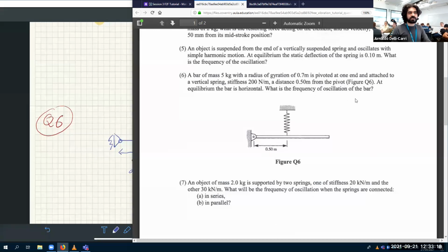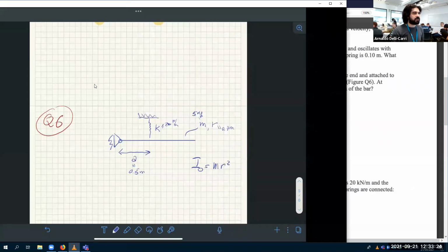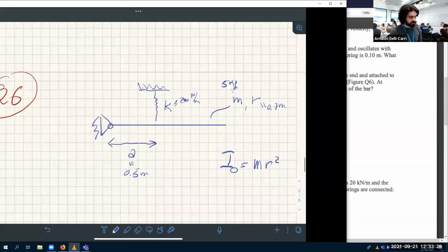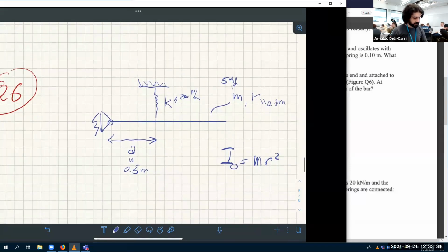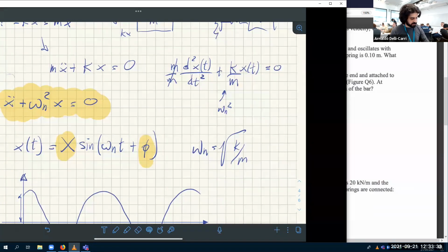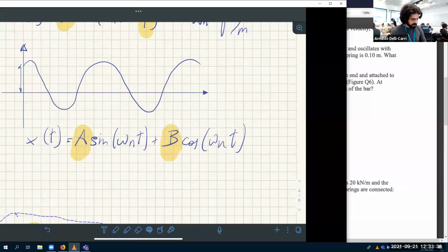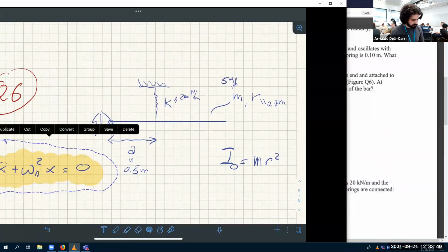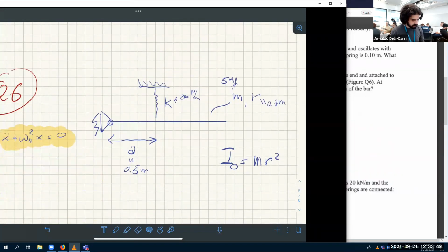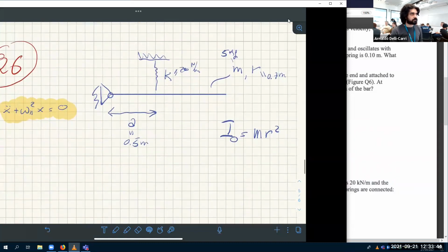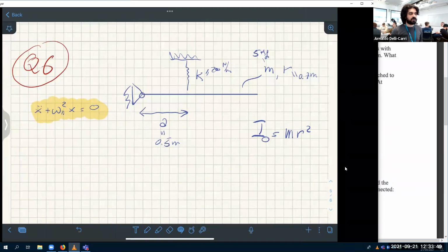What is the frequency of oscillation of the bar? So it's asking for the natural frequency, this omega n. What is omega n of this bar? So this is the information I have. And remember, we must make it look like this. So this is the final target. We want to target at the end something that looks like this. So how do you do this?